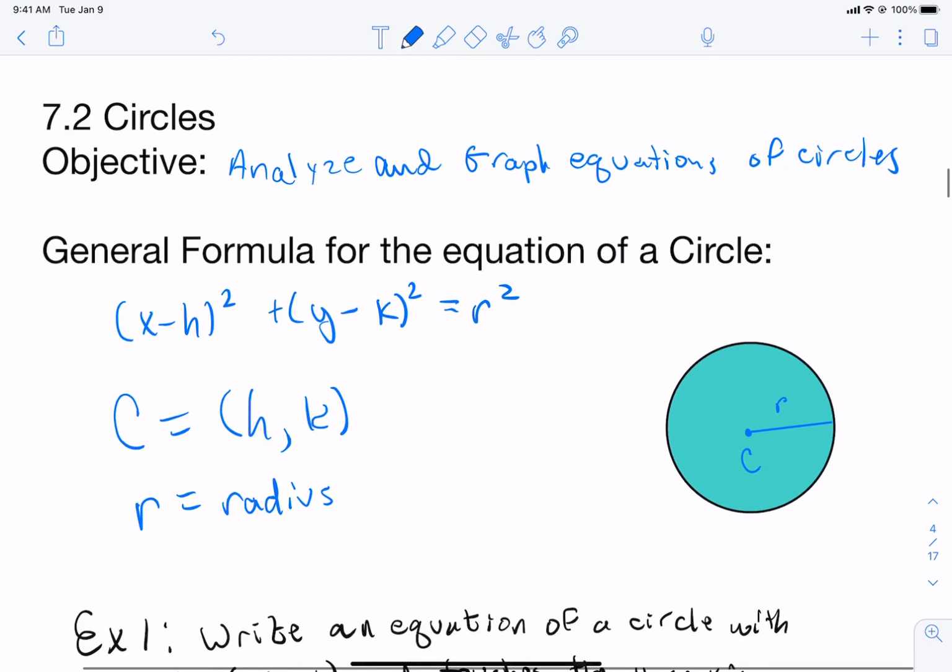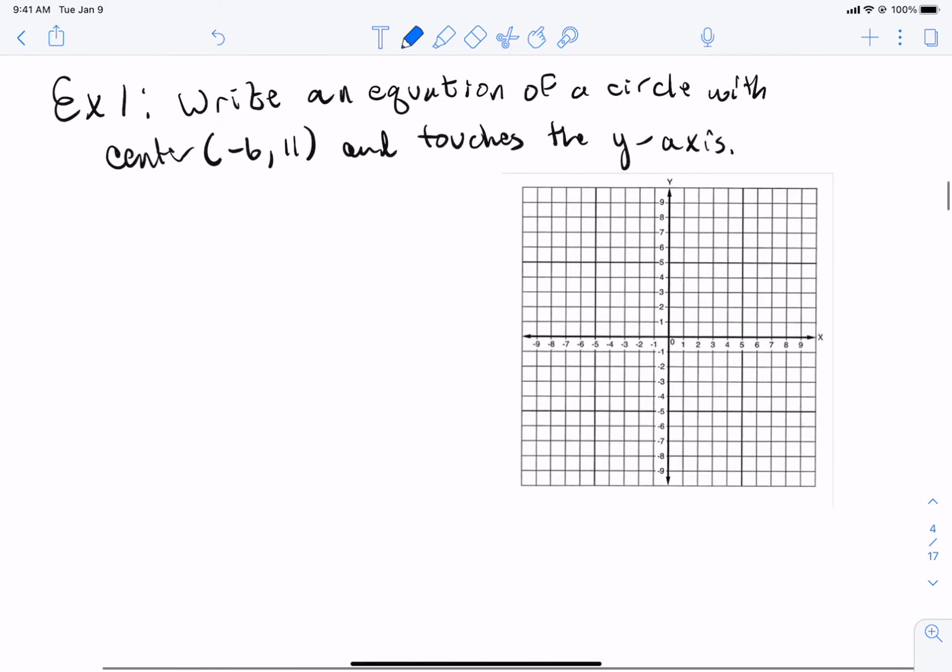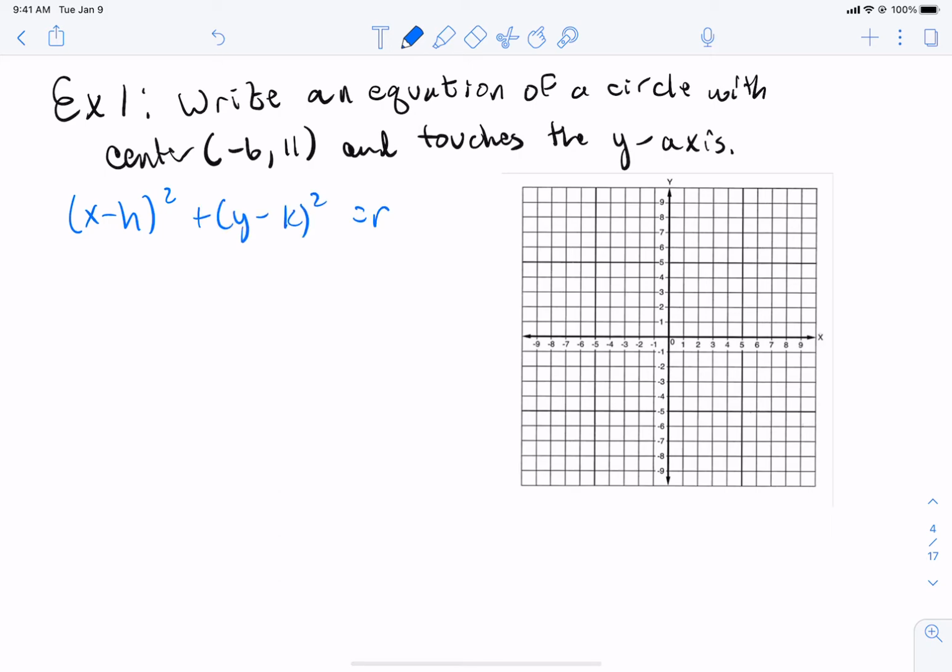So let's look at our first example. It says, write an equation of a circle with center (-6, 11) that touches the y-axis. So let's first write down the general formula for a circle. So it's going to be (x - h)² + (y - k)² = r².